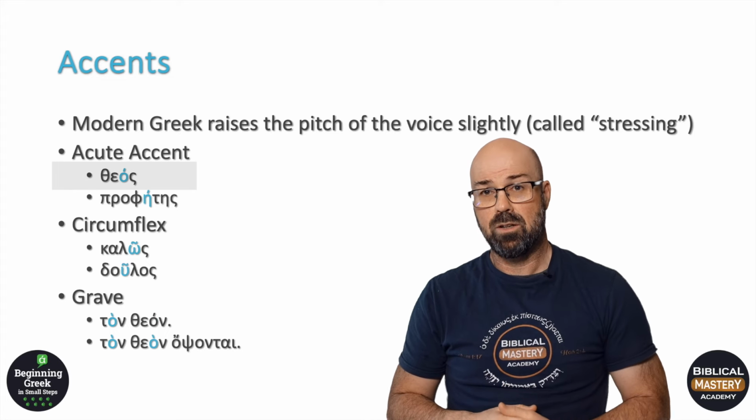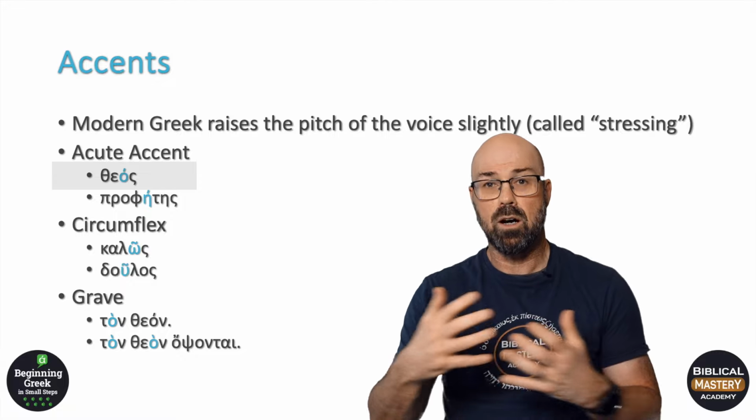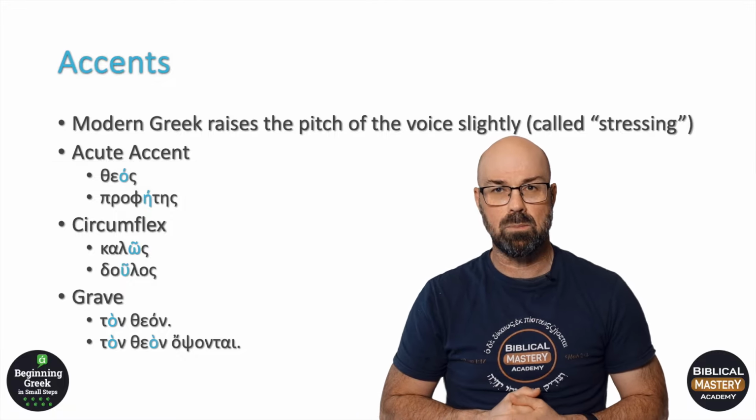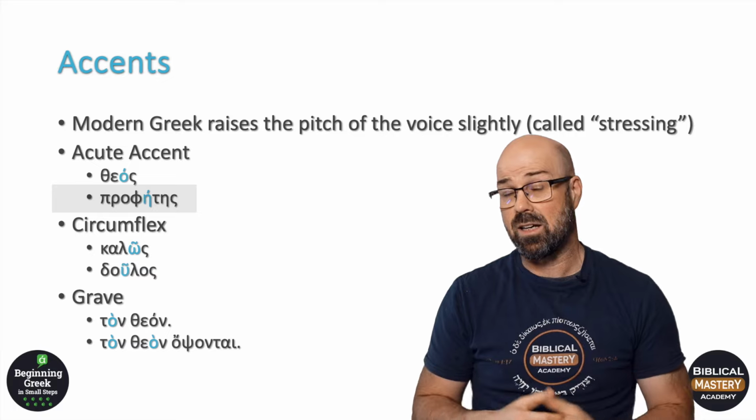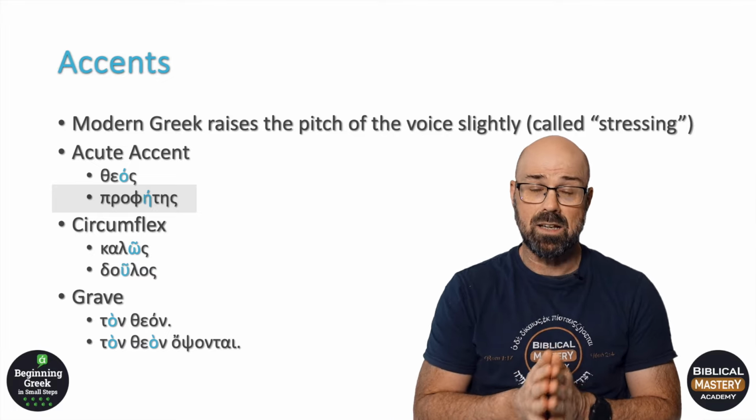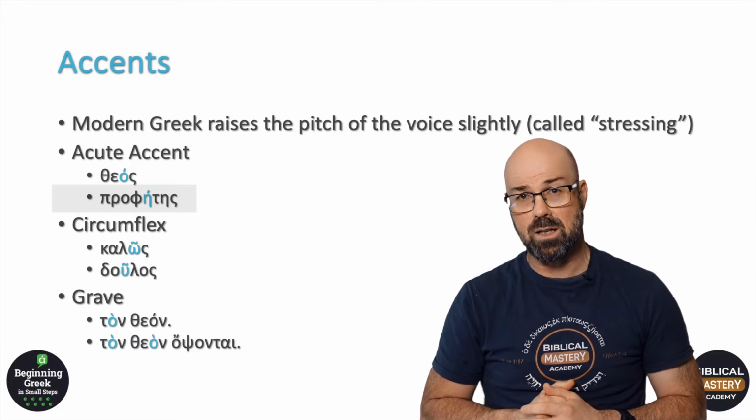So theos, for instance, not theos, theos. It just tells you where the emphasis is supposed to be placed. Another example here, prophetes, and you can see here the eta takes a little bit of stress in this particular case. So those are examples of the acute accent.